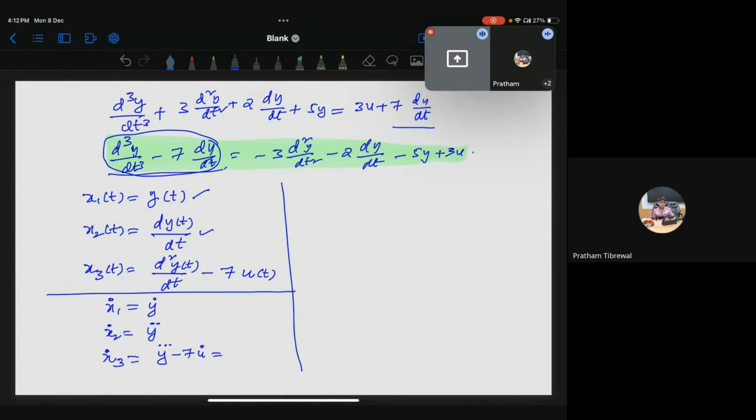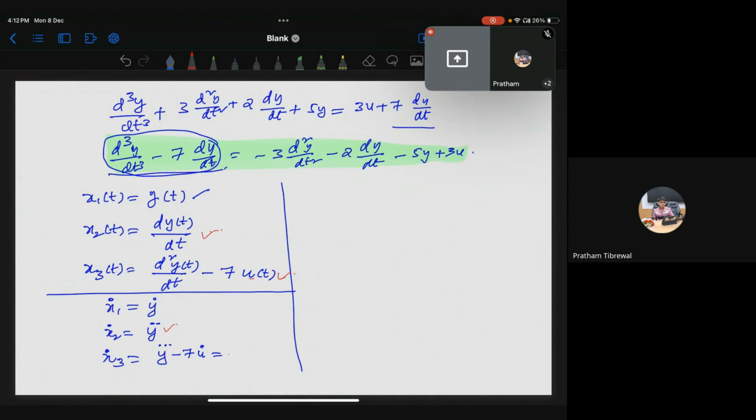X1 dot is Y dot, am I correct? Yes or no? Yes, sir. So X2 dot is this. X2 dot is the derivative of that, Y double dot. X3 dot is this. Derivative is nothing but what? Y triple dot minus 7 U dot.